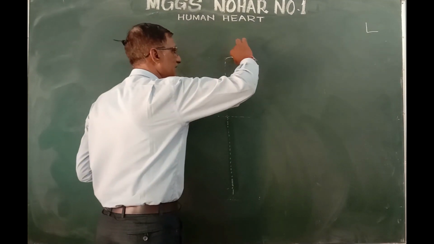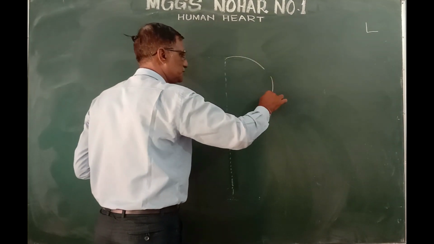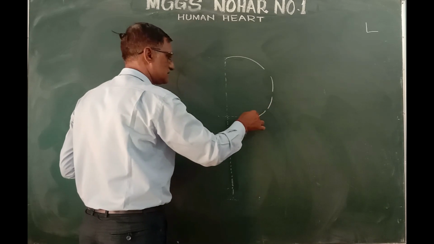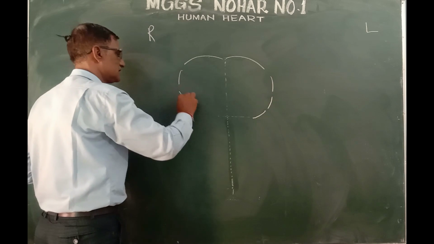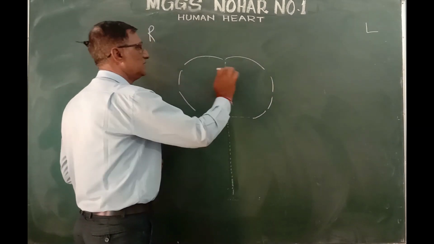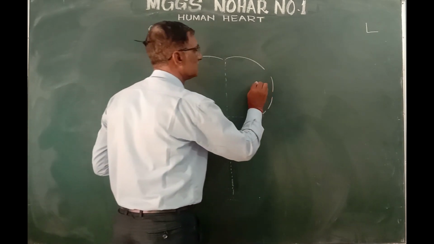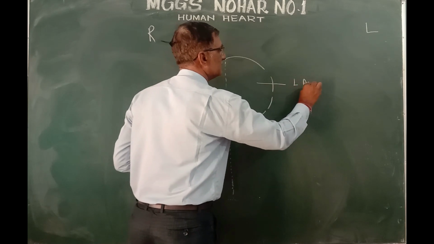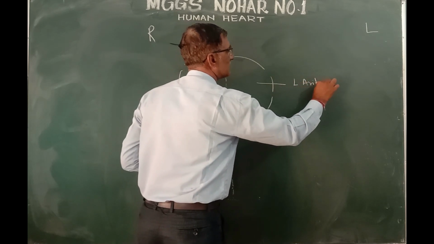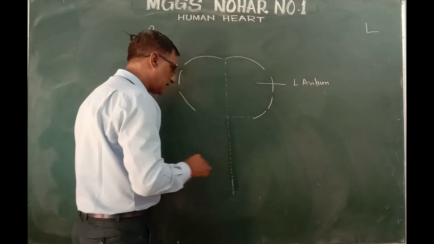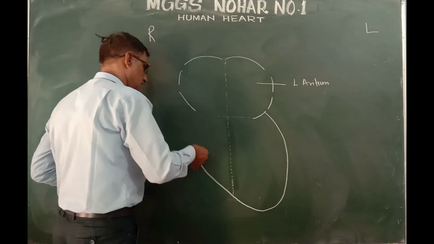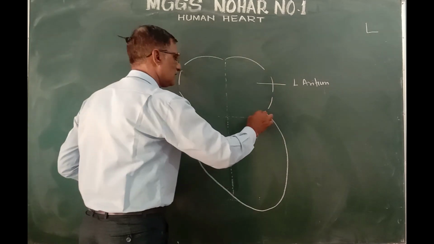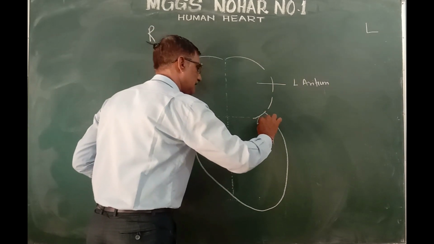They are arranged in two stories. They are in two stories. The upper story is called the atrium. This part is the atrium. This one would be the left atrium. It is very clear. And now the lower part, the lower story. Okay, you can draw it like this.